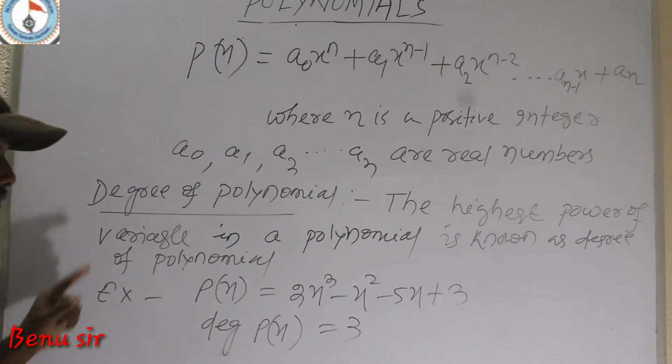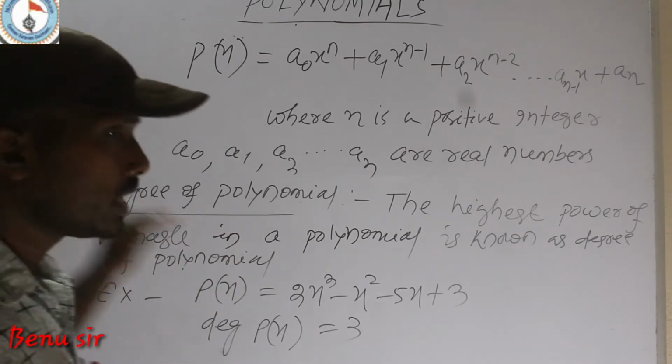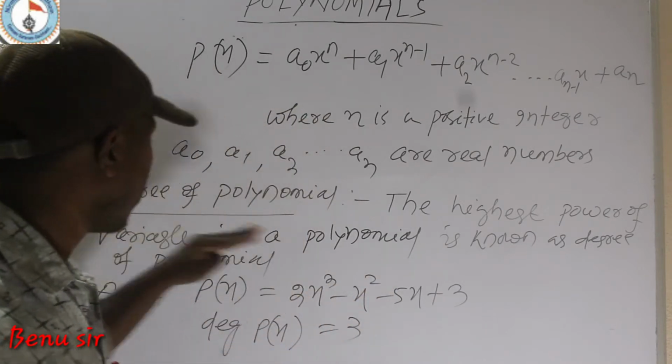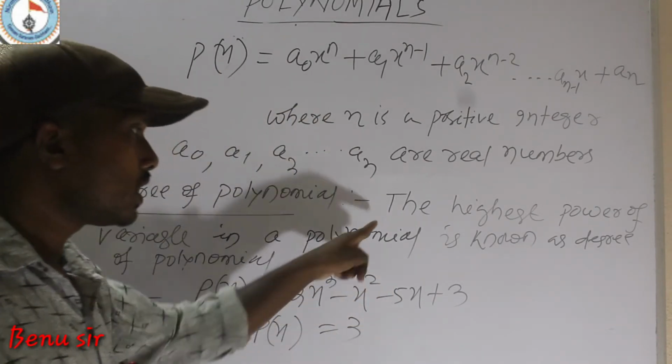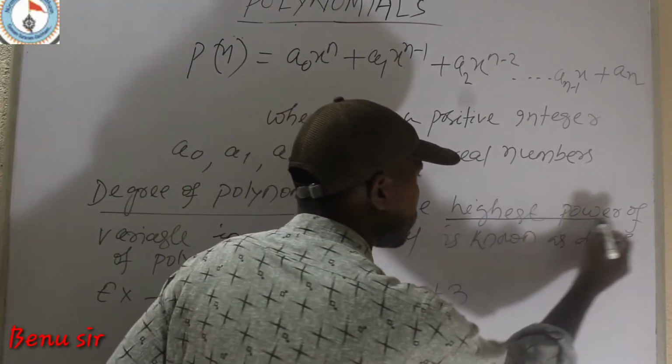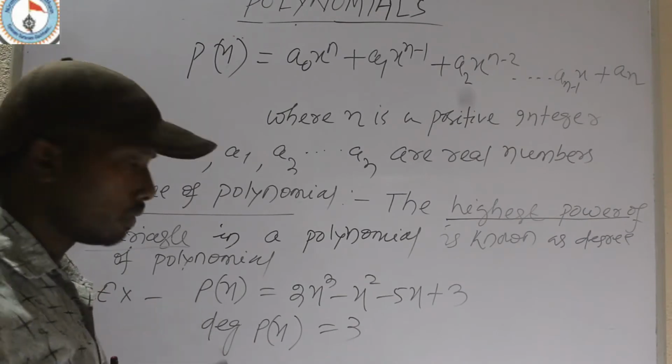Next thing, degree of polynomial. तो डिग्री क्या है? This is the highest power of variable in a polynomial. The highest power of variable in a polynomial is known as degree of polynomial.